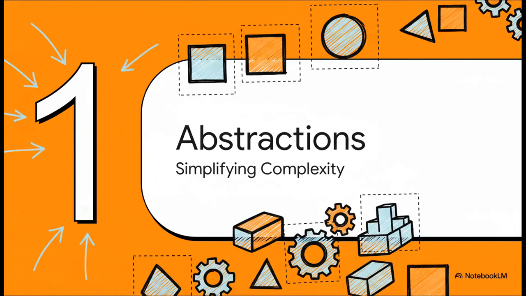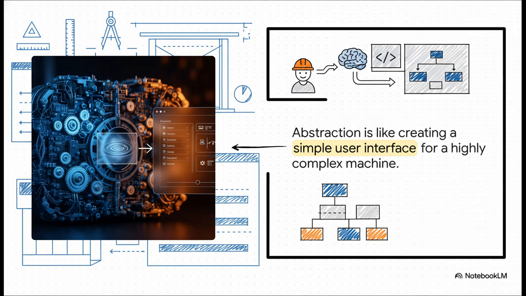Well, the answer starts with one of the most fundamental ideas in all of software design: abstraction. This is our number one tool for taming the chaos that an LLM can create if you just let it run wild. The best way to get your head around this is to think of abstraction as a user interface for something really, really complex. Think about driving a car. All you need are the pedals and a steering wheel. You don't need to know a thing about how the engine works to get to the grocery store. That's a beautiful abstraction right there.